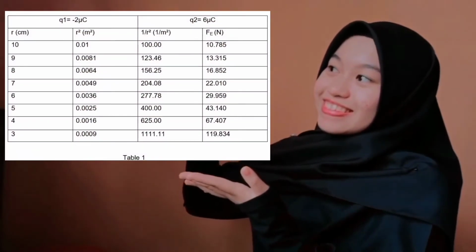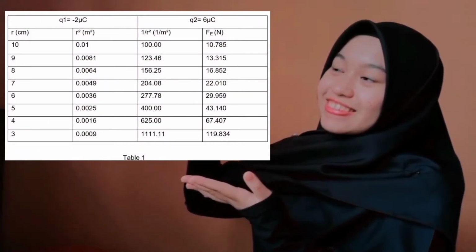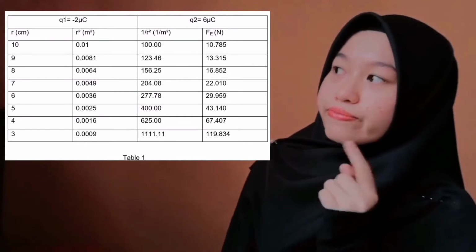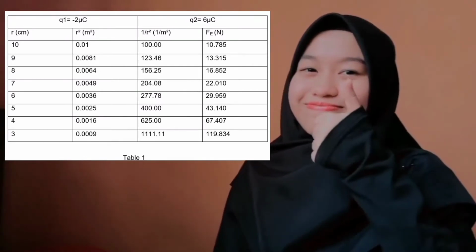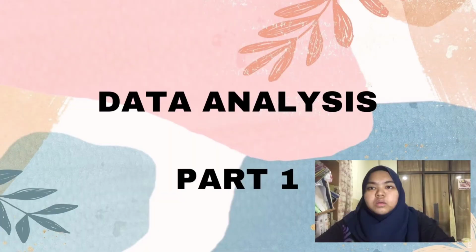And finally, this is our result. R squared and 1 over R squared are also recorded in the table. For the analysis part 1, we use Excel software and we plot the graph relating Fe and R.